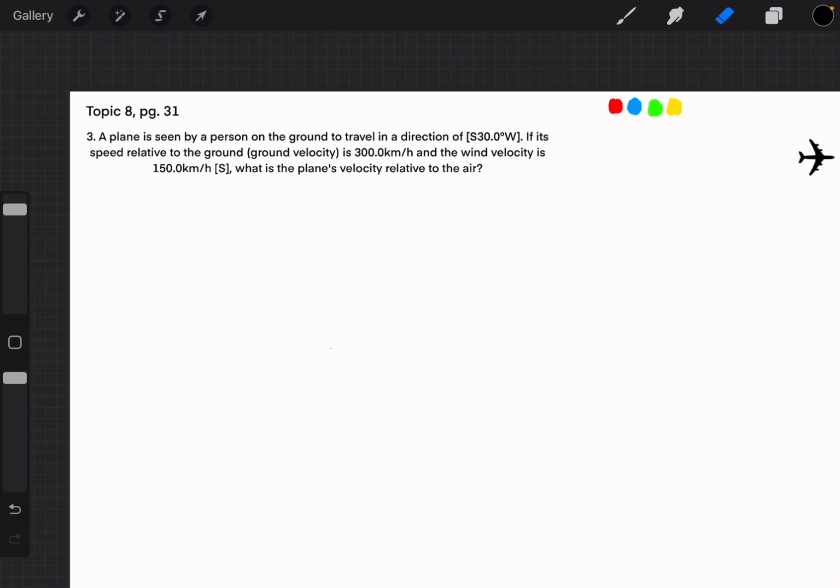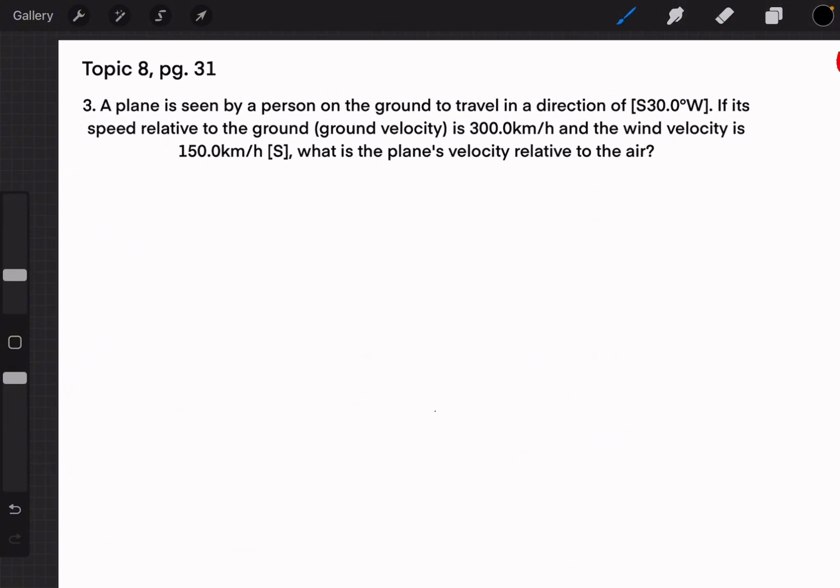Alright, so first of all, person on ground viewing the plane, we know that's going to be our VPG, our velocity of our plane relative to the ground. Let's keep going. Velocity of the wind, we know that's the velocity of the air relative to the ground. And finally, velocity relative to the air for that plane, that's going to be our VPA. It looks like here, this is what we're trying to find.